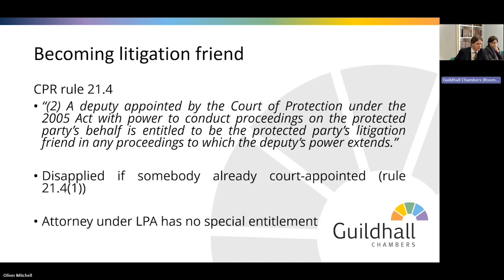But as I say, it doesn't mean one automatically does, because under Rule 21.4, one of the people who can become a litigation friend without a court order is a deputy appointed by the Court of Protection under the 2005 Act with power to conduct proceedings on the protected party's behalf, is entitled to be the protected party's litigation friend in any proceedings to which the deputy's power extends. It's worth noting that is disapplied if someone has already been appointed by the court under Rule 21.41. It's also worth noting that an attorney under an LPA has no such special entitlement, but you'll see that a deputy is able to get themselves, as it were, further forward in the queue in seeking to be a litigation friend.